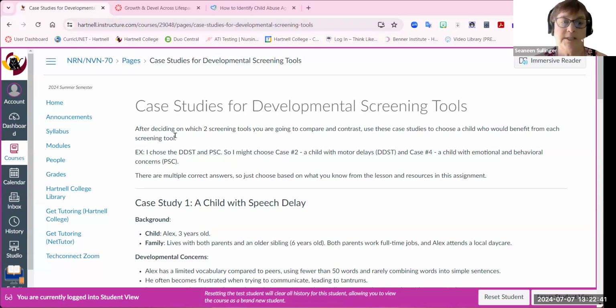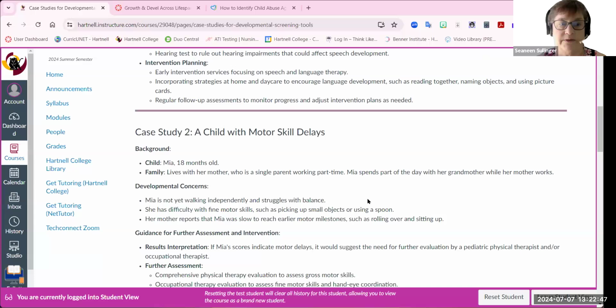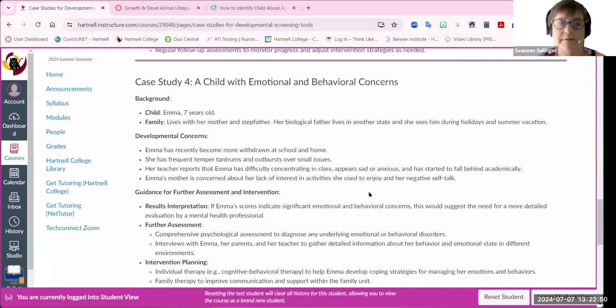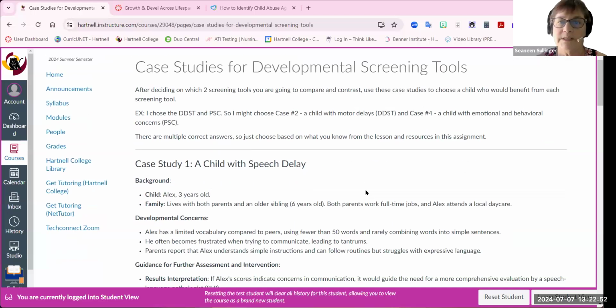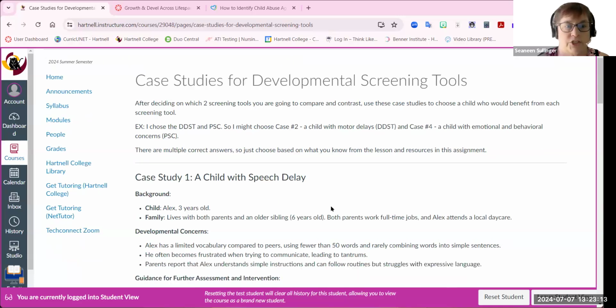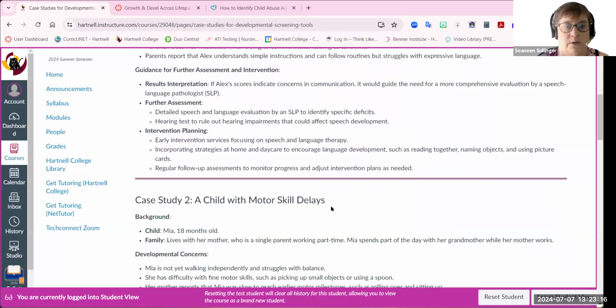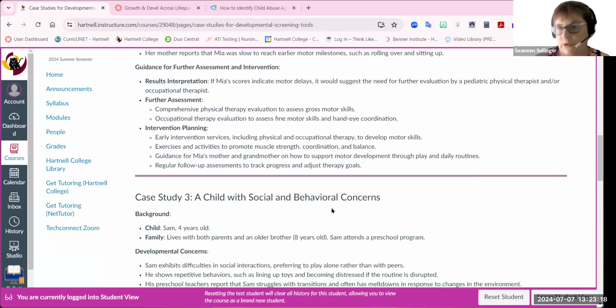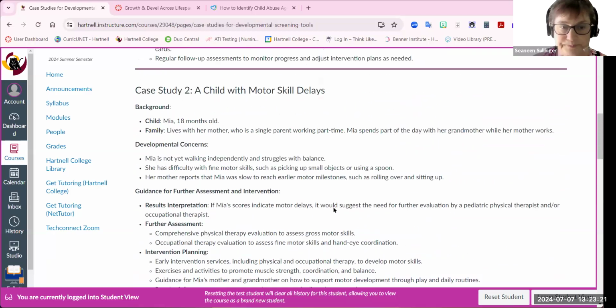So it says, after deciding on which 2 screening tools you're going to compare and contrast, use these case studies. I think there's five of them. Use these case studies to choose a child who would benefit from each screening tool. So for example, I chose the DDST, the Denver Developmental, and the Pediatric Symptom Checker, the PSC. So I need to think about, okay, if I'm going to look at the Denver, which one of these children am I going to use, which one would be most appropriate for the Denver?